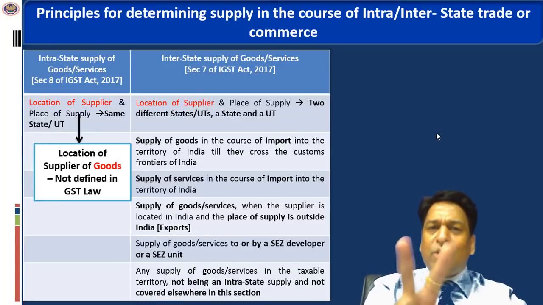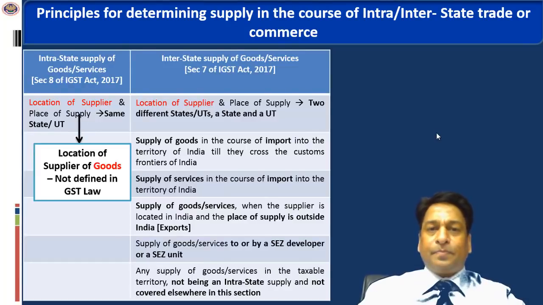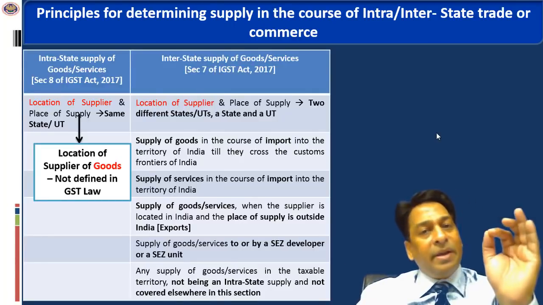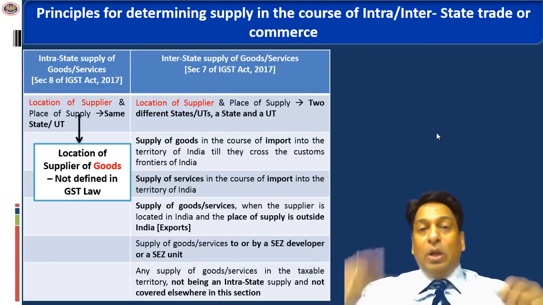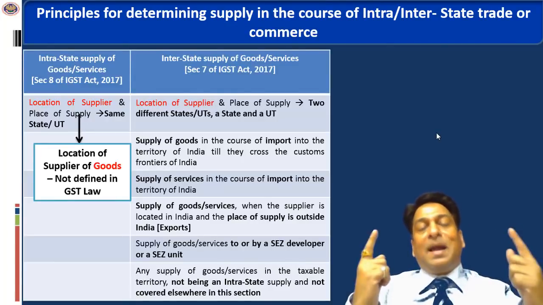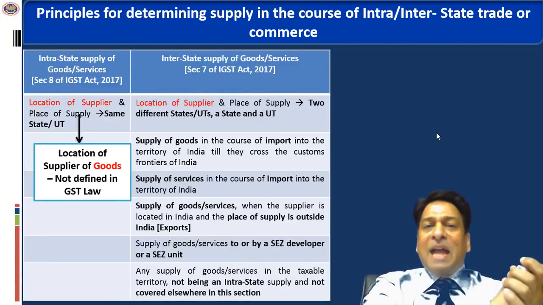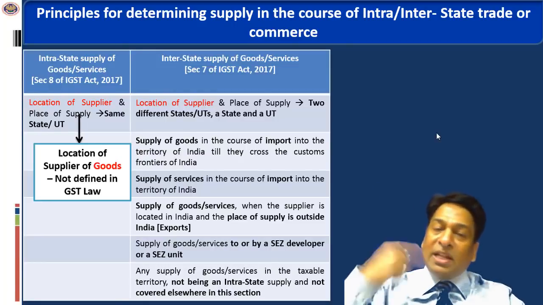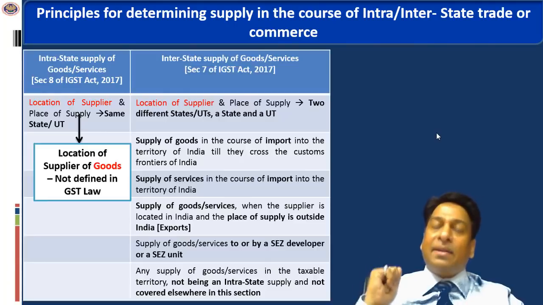We are discussing two important components for determining whether a transaction is intrastate or interstate: location of supplier and place of supply. Place of supply, we are going to have a detailed discussion on today. So what is the location of supplier?